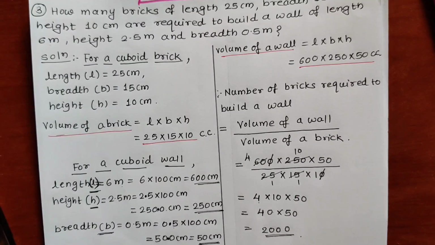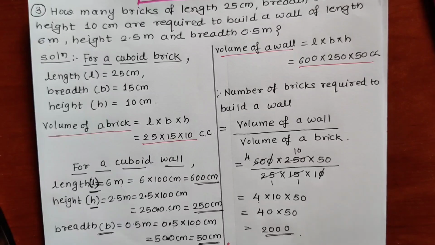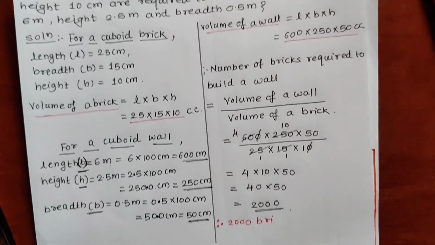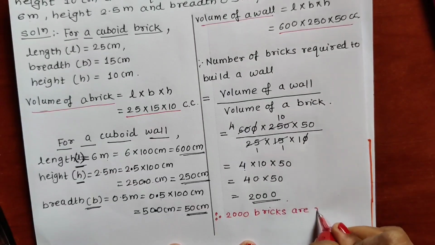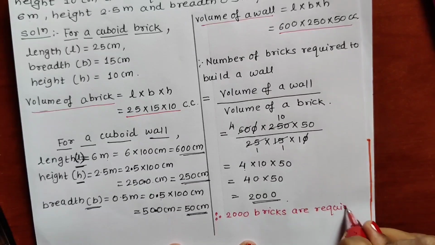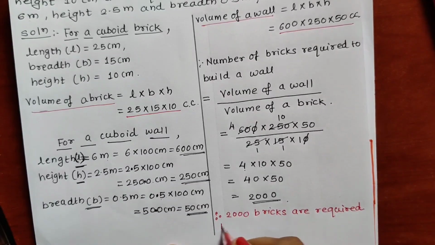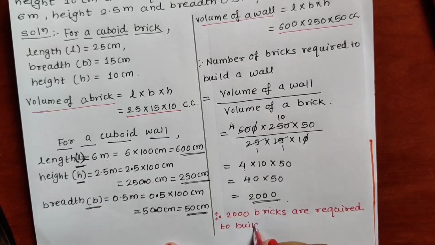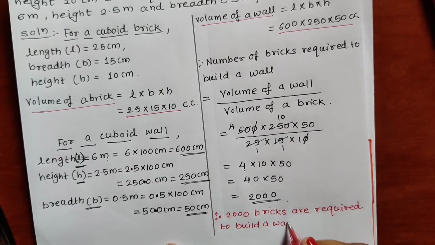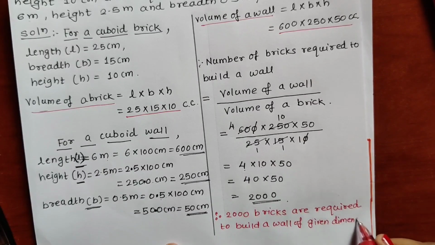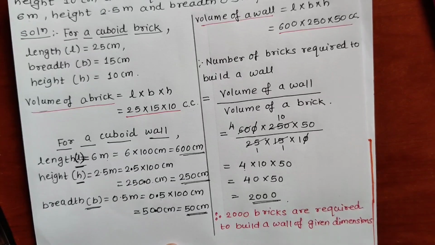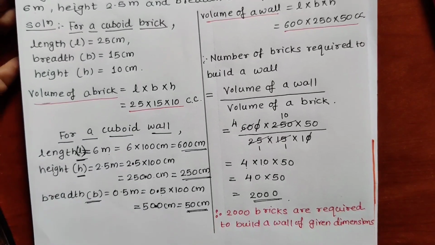So I will be writing the answer statement now. Therefore, 2000 bricks are required to build a wall of given dimensions. In this way we can complete this sum.